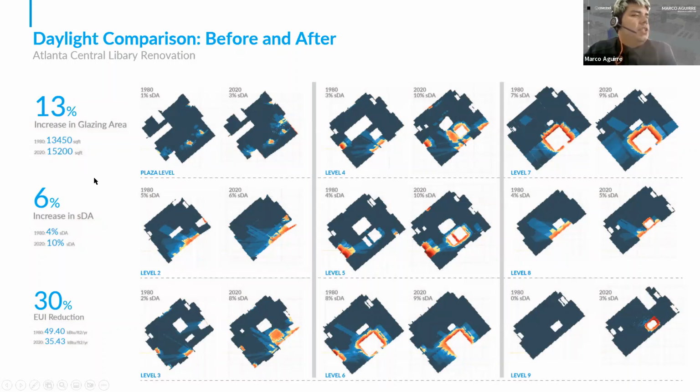Based on the decision to open up the south facade for a lot more glazing, you can see some of those before and afters, the 1980 design versus the 2020 renovation proposal. We saw a 13% increase in the total glazing area with the new design proposal. Since it was still in the pretty urban area of downtown, we didn't get too much increase in daylight, but 10% from 4% was pretty great. And through a lot of the other renovations they were doing, they had a 30% EUI reduction. You can see before and after, and just a lot more sDA coming in.